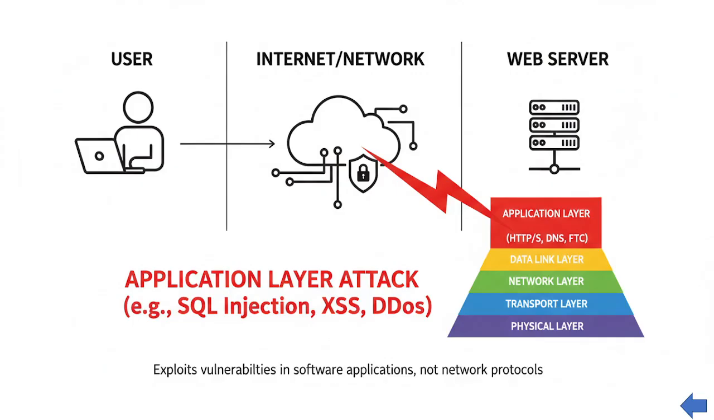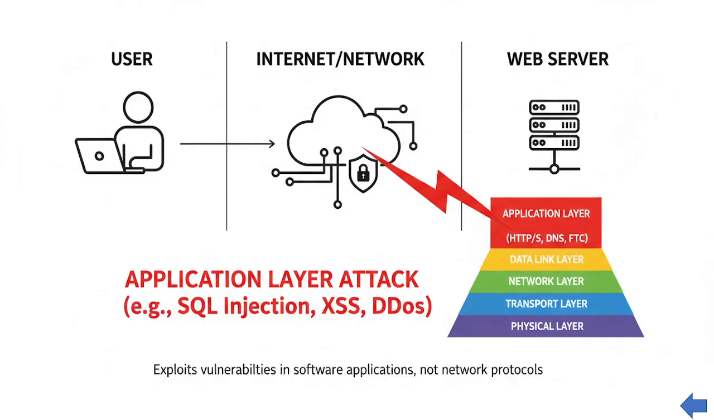This slide illustrates an application layer attack as we discussed. This targets the highest layer of the network stack, which is the application layer. Unlike the previous types, these attacks exploit vulnerabilities in software applications themselves, not network protocols or bandwidth. So the target is the software application or vulnerabilities in it.